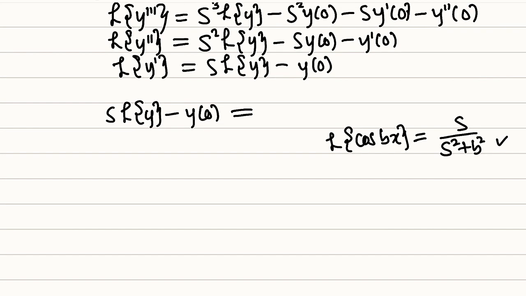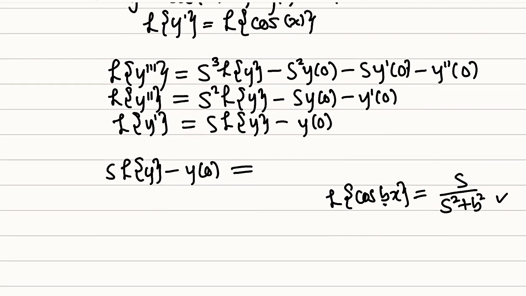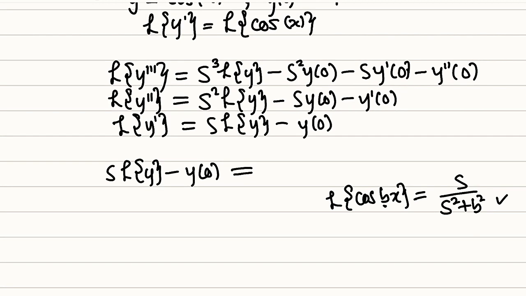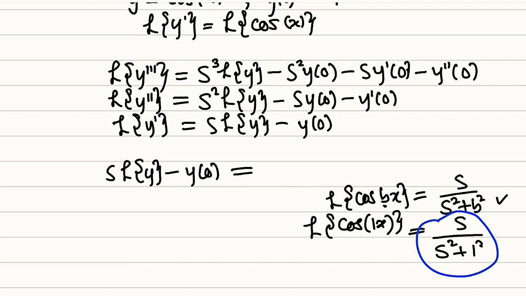All right, but here our b is equal to 1 from the right hand side. Can you see that we have only cosine x? Therefore, the Laplace transform of cosine 1x, let me call it 1x, will be equal to s divided by s squared plus 1 squared, because b is equal to 1. So this is what we need to substitute to the right hand side.